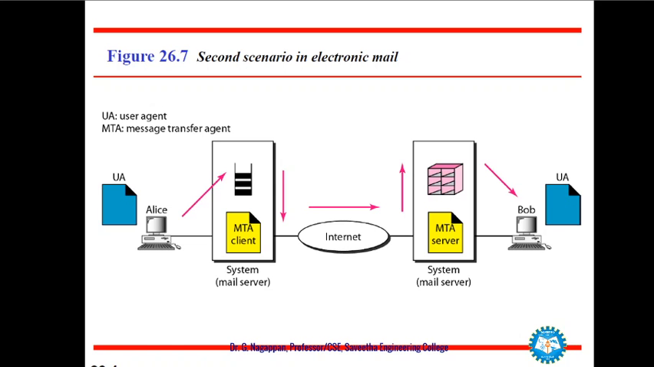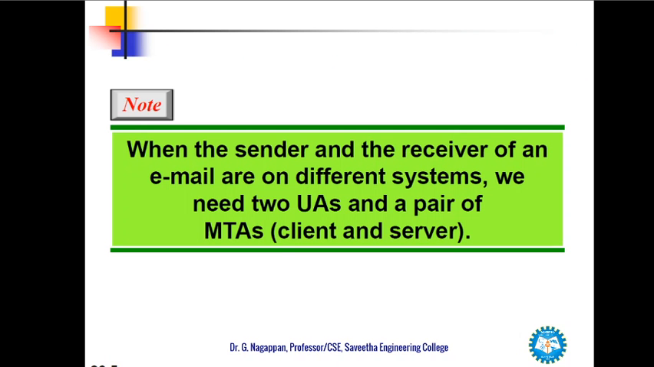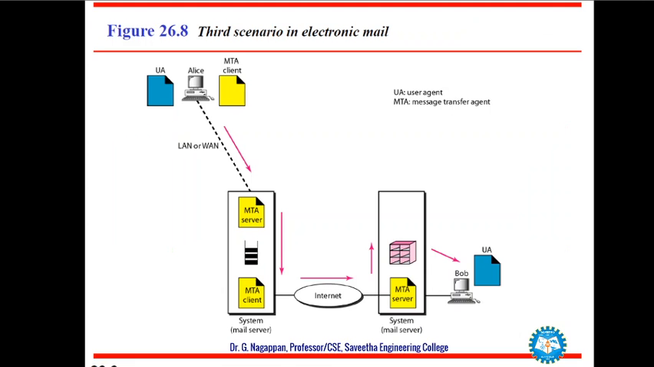So this is the second scenario. In this second scenario, when the sender and the receiver are on different systems, we need two user agents and two message transfer agents.